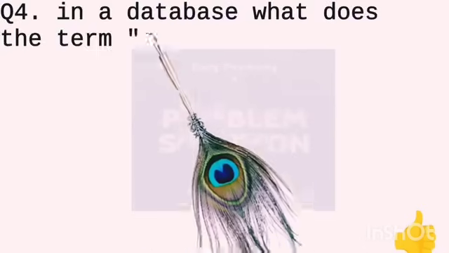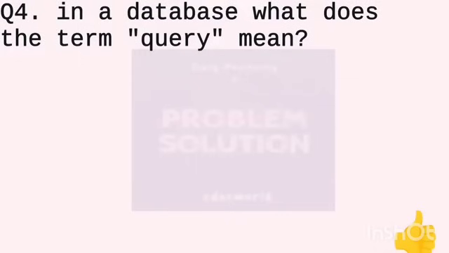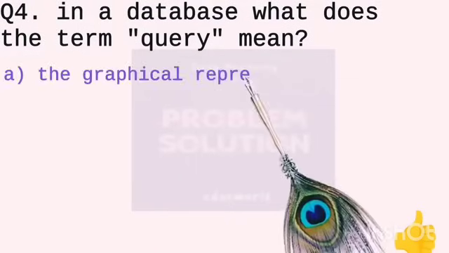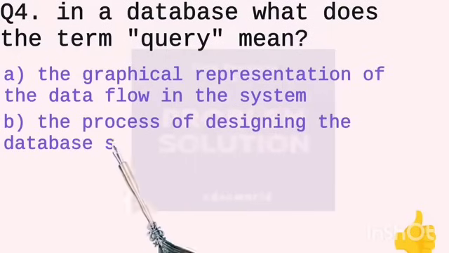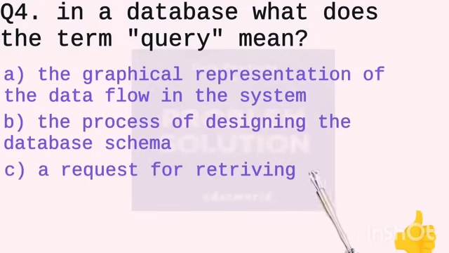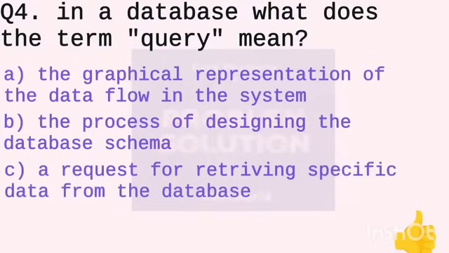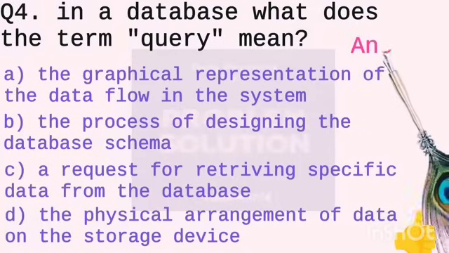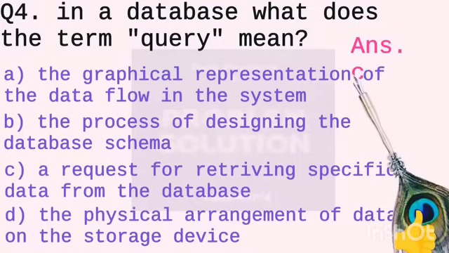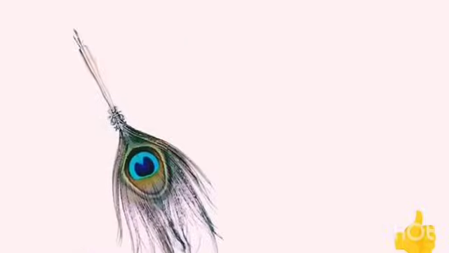Query number 4. In a database, what does the term query mean? Option A, the graphical representation of the data flow in the system. Option B, the process of designing the database schema. Option C, a request for retrieving specific data from the database. Option D, the physical arrangement of data on the storage device. And the answer is C, a request for retrieving specific data from the database.